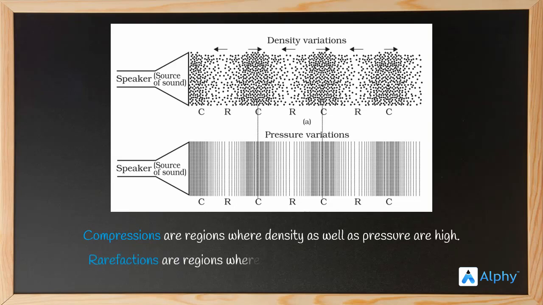Rarefactions are regions where density as well as pressure are low. You can see that in some regions the lines and dots are far apart. These are the rarefactions. The density as well as pressure in these regions is much lower than those in compressions.